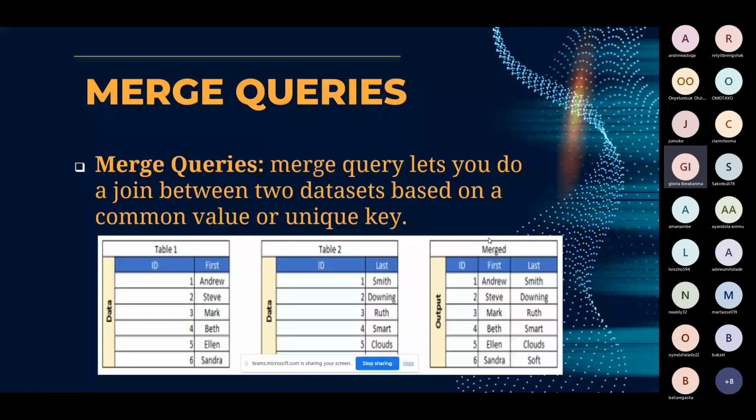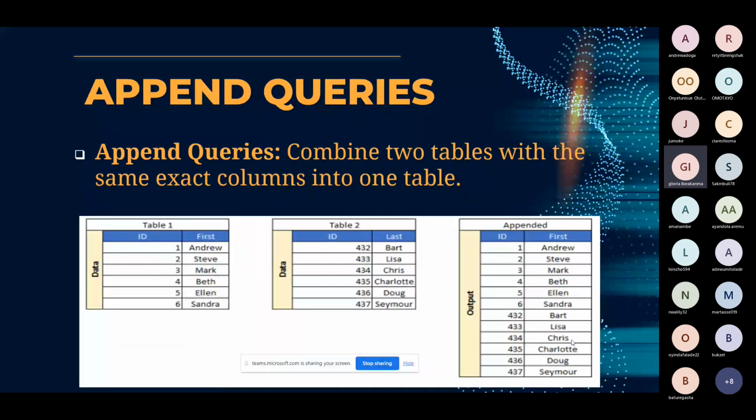There's also what we call append. Append simply means to combine two tables with the same exact columns into one table. So you can combine two tables and make them one. Once you want to do that, you have to use the append.